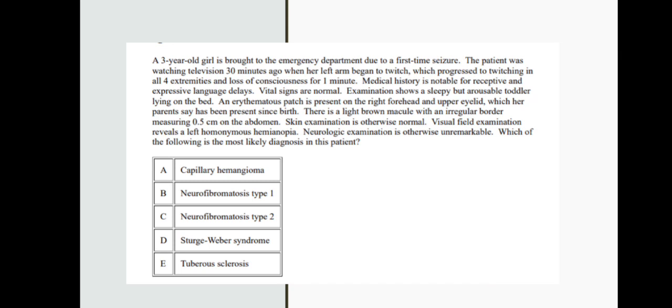Is it capillary hemangioma, neurofibromatosis type 1 or type 2, Sturge-Weber syndrome, or tuberous sclerosis? The key point in this case is the port wine stain, the erythematous patch presented on the right forehead and upper eyelid. This is the key point for Sturge-Weber syndrome. As we said, it is a facial port wine stain distributed in the first and second branch of the trigeminal nerve.